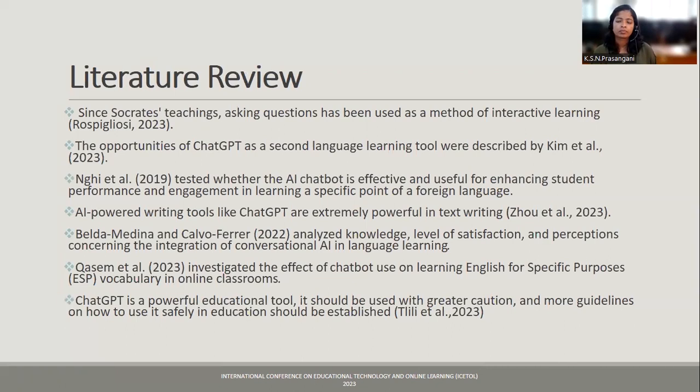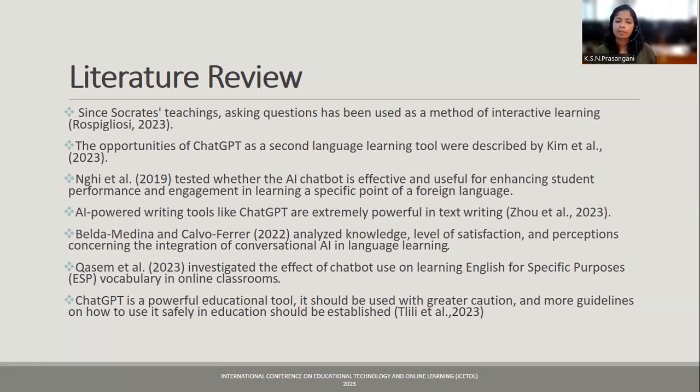According to Josu et al. in 2023, while AI-powered writing tools like ChatGPT are extremely powerful in text writing, they fall far short of human writers when it comes to writing advanced inference techniques like deep cohesion. Nigi et al. in 2019 tested whether an AI chatbot is effective and useful for enhancing student performance and engagement in learning a specific point of a foreign language.